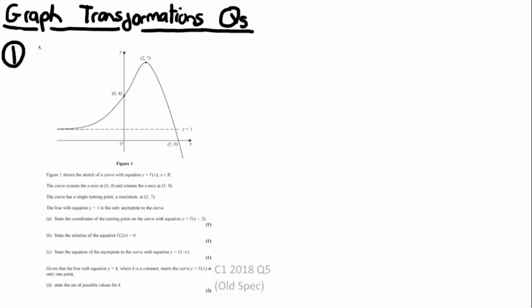And then it says, state the coordinates of the turning point on the curve with the equation y is equal to f of x minus 2. So this is the turning point up here, and it wants you to find the coordinates when we apply the transformation f of x minus 2. So remember, it's going to have the opposite effect. It's going to affect the x values when it's inside the function. So what it's going to do is it's going to add 2 to all x values. So the new value of the turning point is going to be 4, 7, and that's the answer.